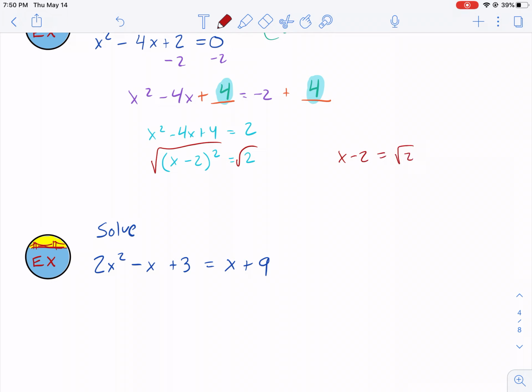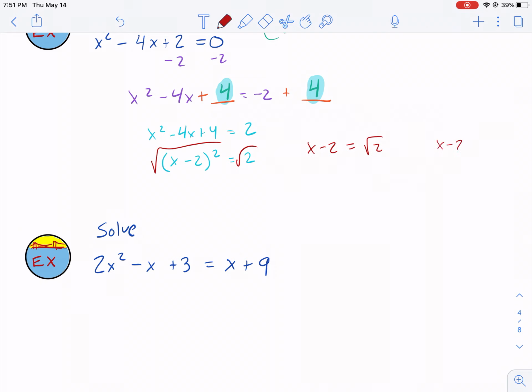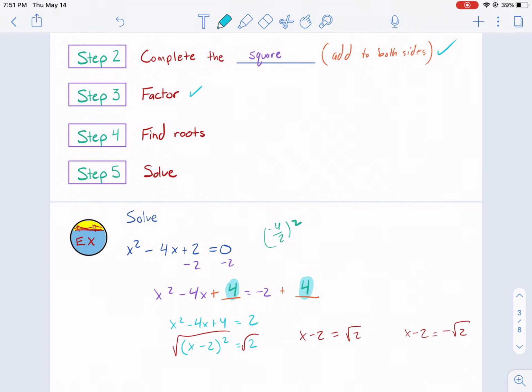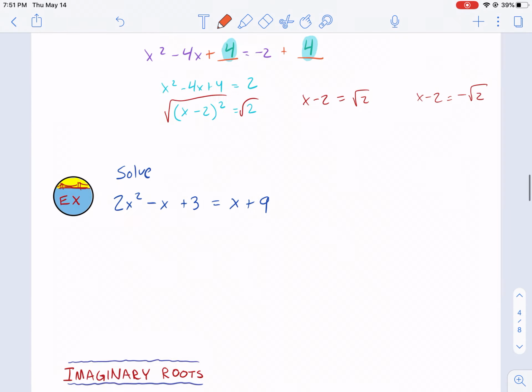We have x minus 2 equals the square root of 2, and x minus 2 equals the negative square root of 2. So we have 2 problems. Know that you need to split. Once you say find roots, it's very important that you split into positive and negative. Okay, that's very important. So we're going to find the roots now.